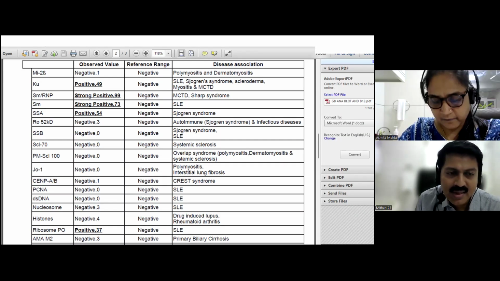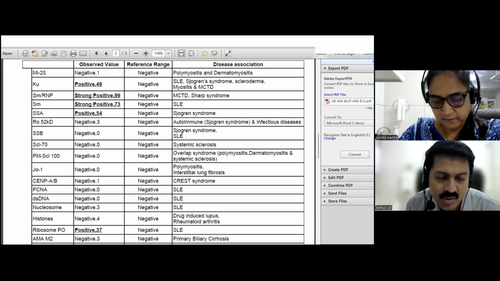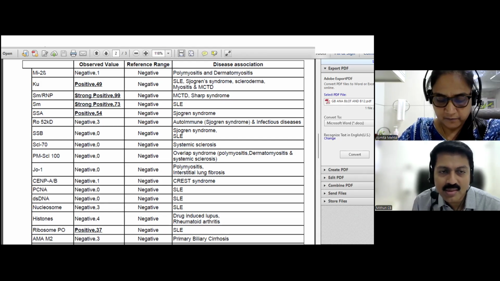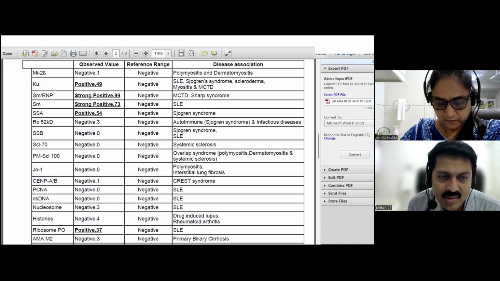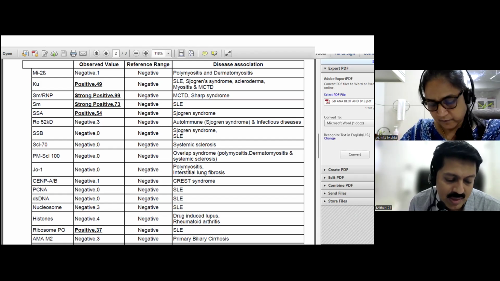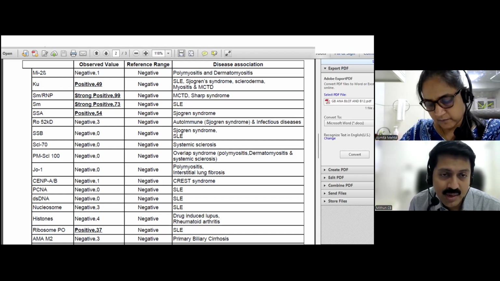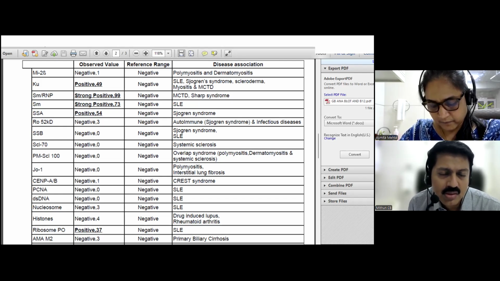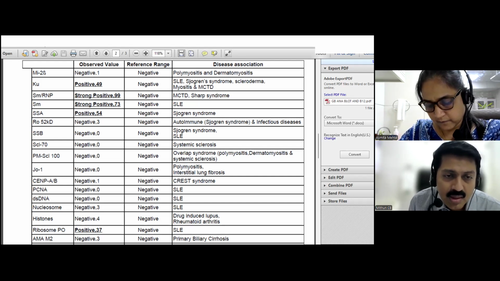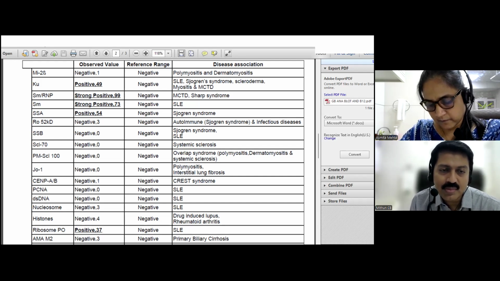ILD as such is not that common in a pure SLE. Usually we see it with these overlap types of syndromes. And she has Raynaud's and a family history of systemic sclerosis. The Ku antibody also suggests an overlap syndrome. And U1RNP increases the risk of PAH and ILD. This very well correlates with her clinical phenotype.